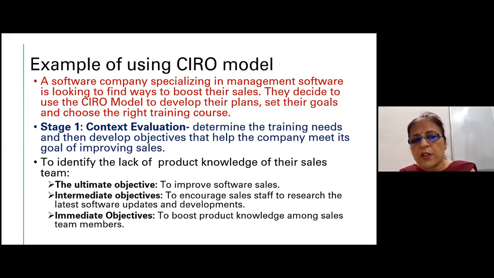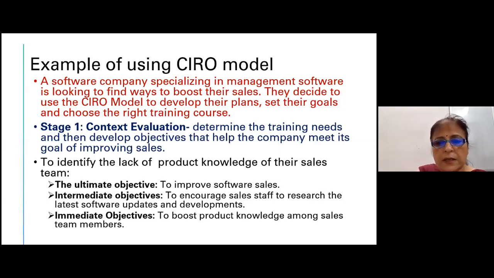In the context evaluation, that is the first level of the Kirkpatrick model, determine the training objectives that help the company meet its goal of improving sales. So they have identified the problem. Today, the set of salesmen, or the company, is selling, say, 2000 software items every month, but they want it to rise up to 5000.